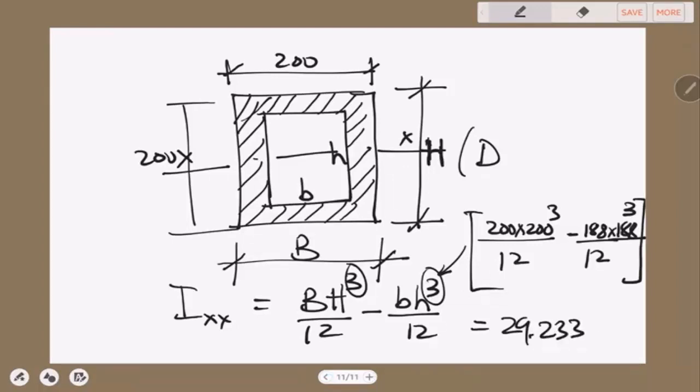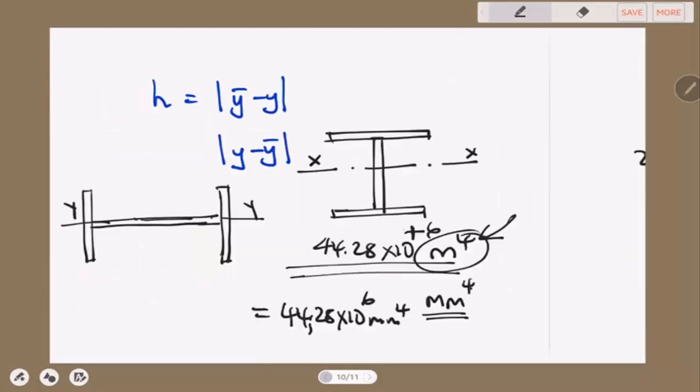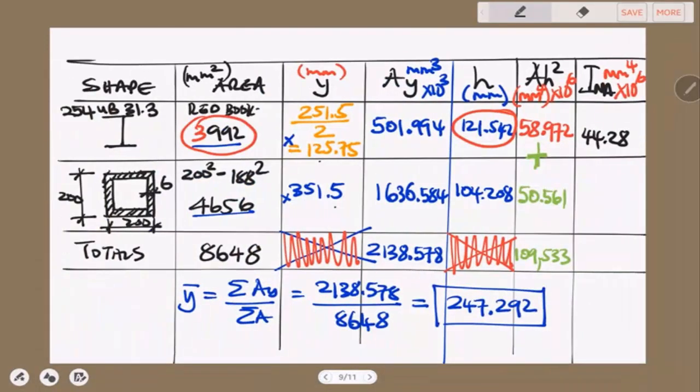Right. Times 10 to the power 6 millimeters to the power 4. So 29.233 is what you're going to write here. So let's add these two: 44.28 plus 29.233. So that's 73.513.